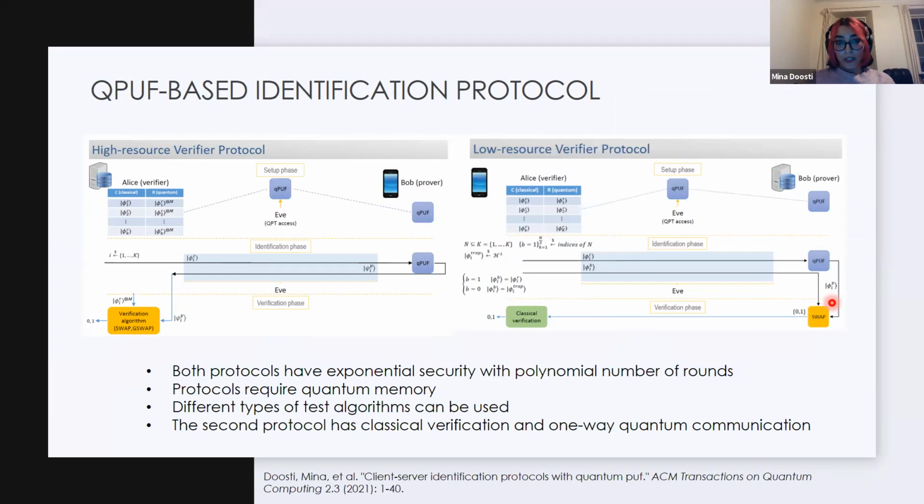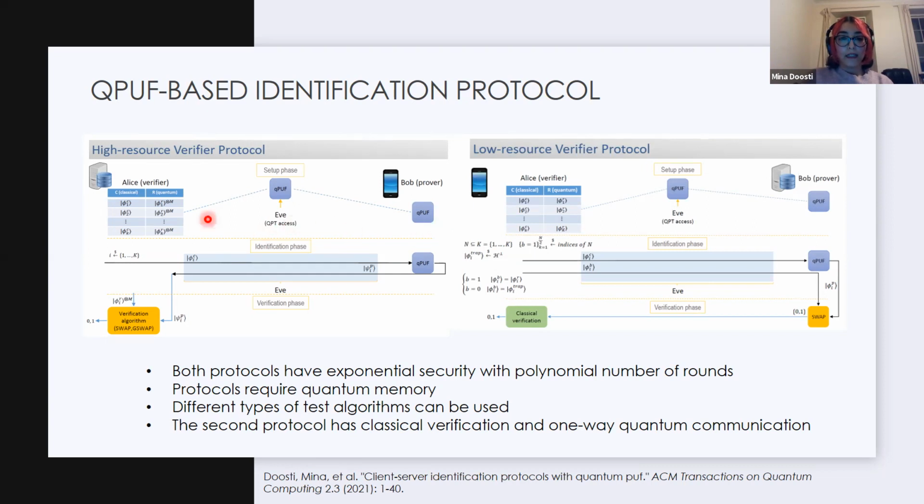Then in terms of application, one of the most important applications of PUFs in general is identification. So here I show two quantum PUF-based identification protocols. These two are based on this work. We have shown two protocols. One is for a high resource verifier, like let's say a quantum server that wants to identify a low resource prover. And the prover only has a quantum PUF. It doesn't have any other quantum computer or quantum capability. It only has this device.